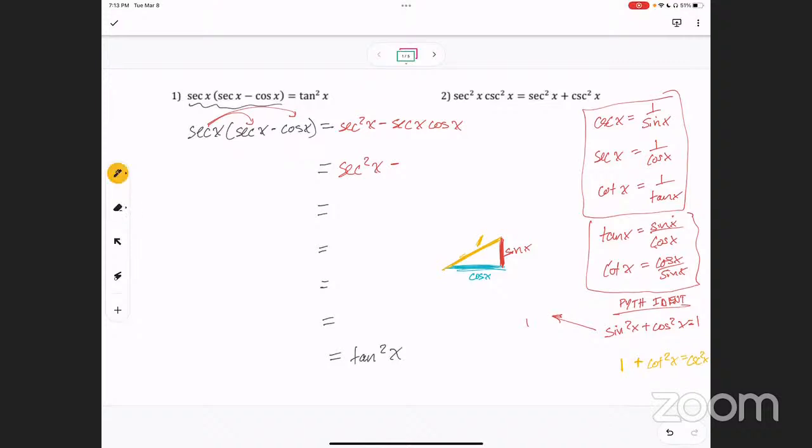And you can do the same thing with dividing everything by cosine squared. If I divide everything by cosine squared, what am I going to get? What's sine squared divided by cosine squared? It's tangent squared. And what's cosine squared divided by cosine squared? That just cancels out, so that's 1. And what's 1 over cosine squared? Secant squared. Do you understand what I just did?